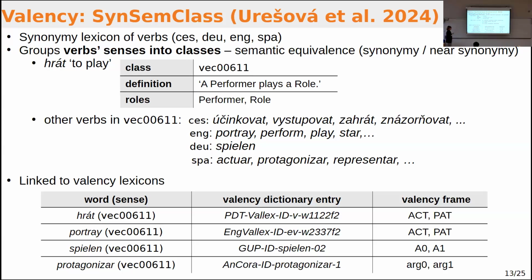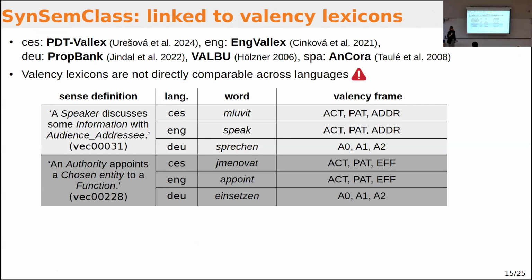Importantly, SynSemClass is linked to valency lexicons. So for each verb in an individual sense, so for example, hrát in the sense of class 611, that verb in that sense will be linked to a particular dictionary entry in PDT Valex. And so we can retrieve the information that in that sense, the verb has the valency frame actor patient, and similarly for the other languages. So the lexicons that are linked are many, but for Czech, it is primarily PDT Valex, and for English, the English Valex. And for German, it is mainly PropBank and Valbu.